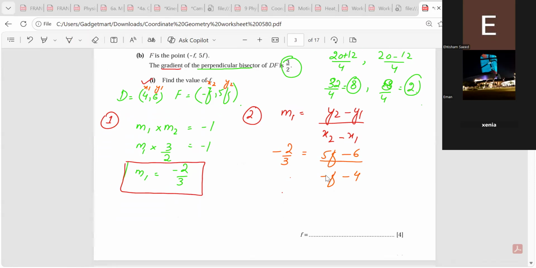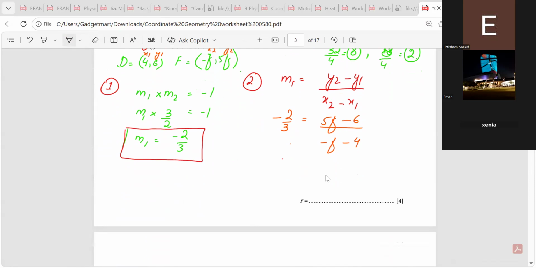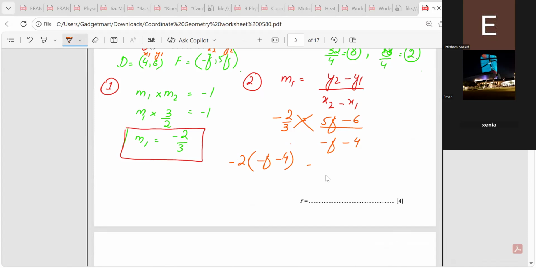Now you have to find out the value of f. So this is an algebraic expression. Let's solve it. So now minus 2 multiplied by minus f minus 4, because we have cross multiplied it, and 3 multiplied by 5f minus 6.